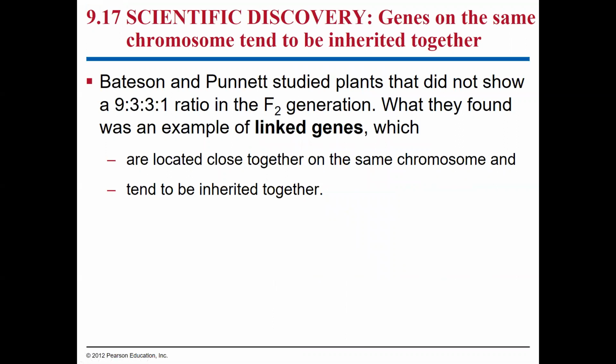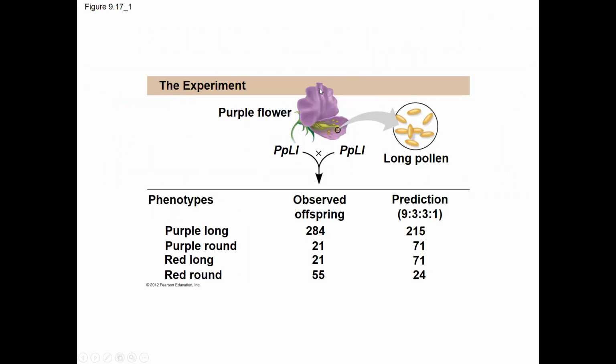So there was an irregularity, I guess, something that they found, Bateson and Punnett, when they were studying plants, found that they didn't always get the 9:3:3:1 ratio in the second generation. And so this is what they found to be known as linked genes, in that there are some genes that are so close together on the chromosome that they tend to be inherited together.